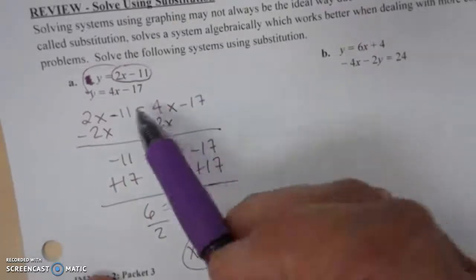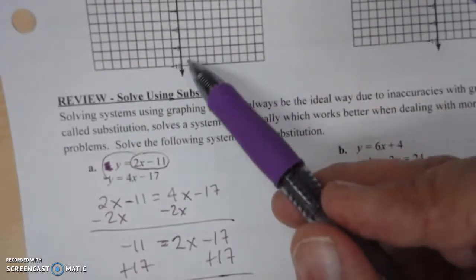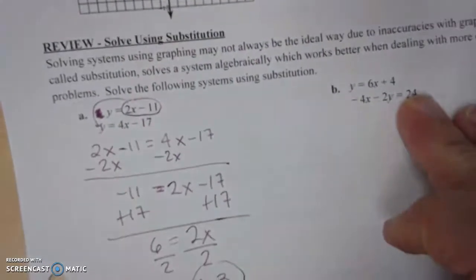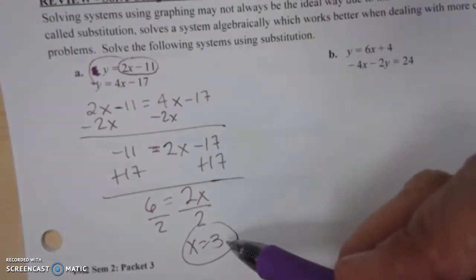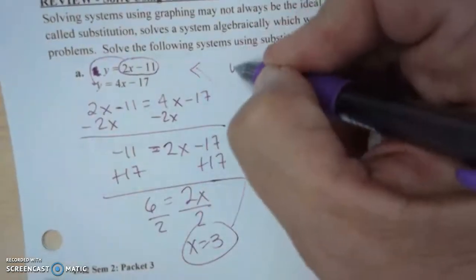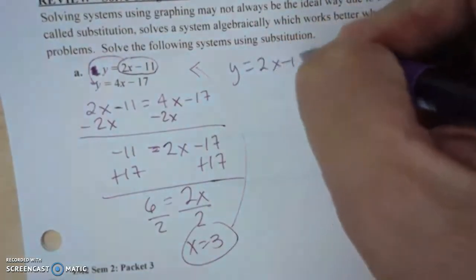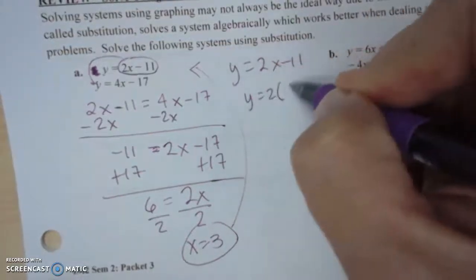I could graph it, but you know what? 2x minus 11, my graph doesn't even go to negative 11, so that would be hard to do on these graphs. I found out algebraically that x was equal to 3. How do I find out what y is? Well, I'm going to come all the way back to the top, and I know y is 2x minus 11. I'm going to plug in the x.